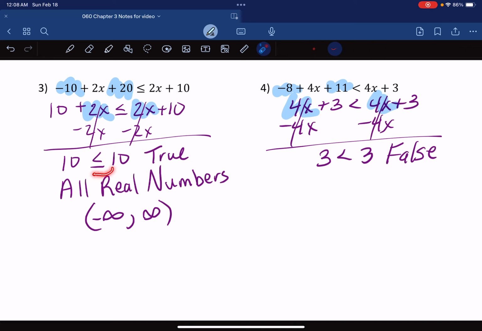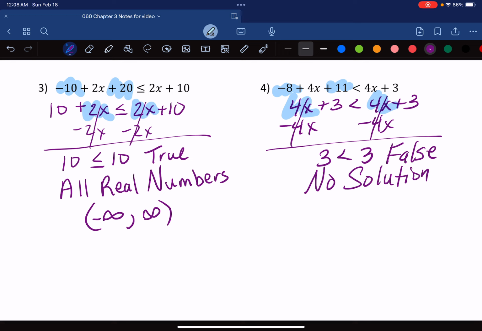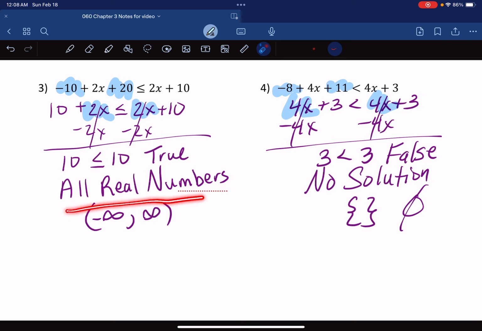And if we don't have that or equal to symbol in our inequality, it's a false statement. And so this has no solution. You can also have the empty set like that. So if you have a false statement, we get no solution. If we have a true statement, we get all real numbers.